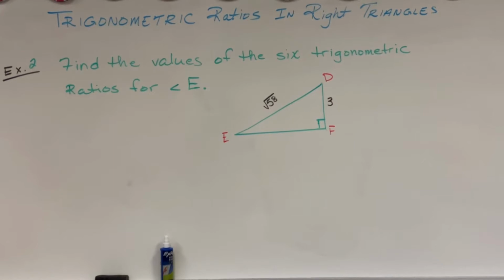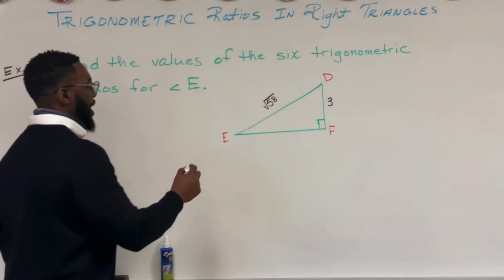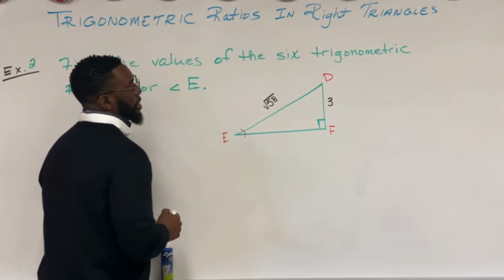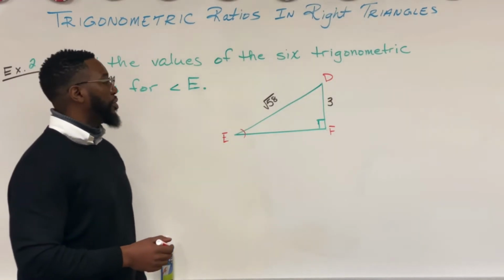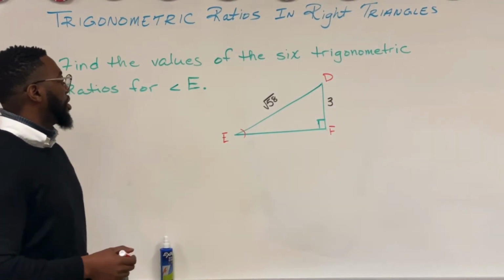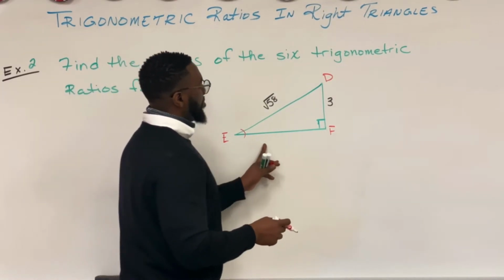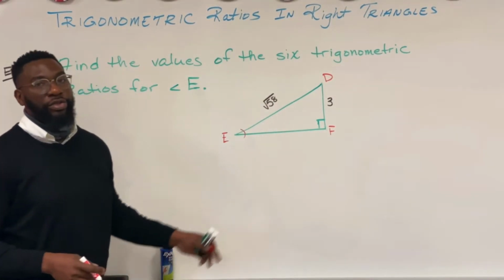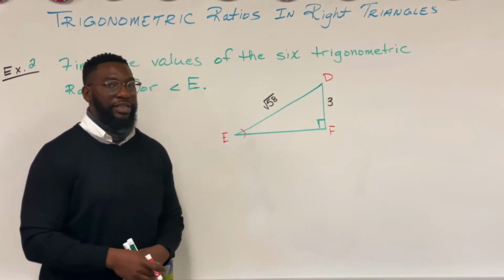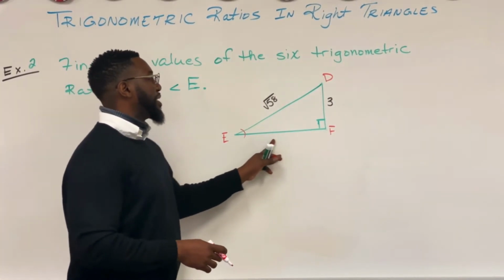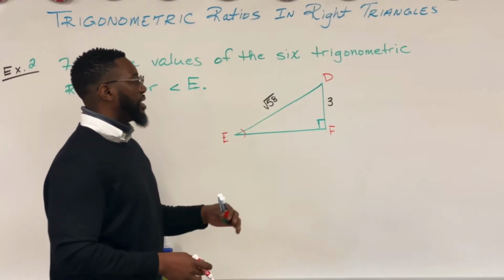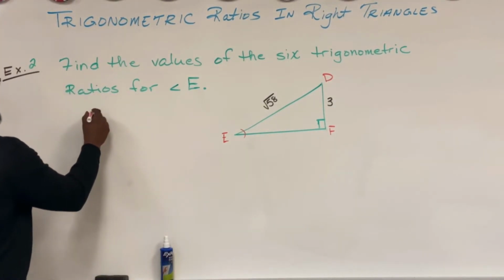Find the values of the 6 trigonometric ratios for angle E. First of all, let's take a look at angle E. We have angle E right here, so that's what we have to find the 6 trig ratios for. Off the top, we know that we're missing a side. We have the hypotenuse this time, and one of the legs. So we have to find this missing side. Once again, we use the Pythagorean theorem.